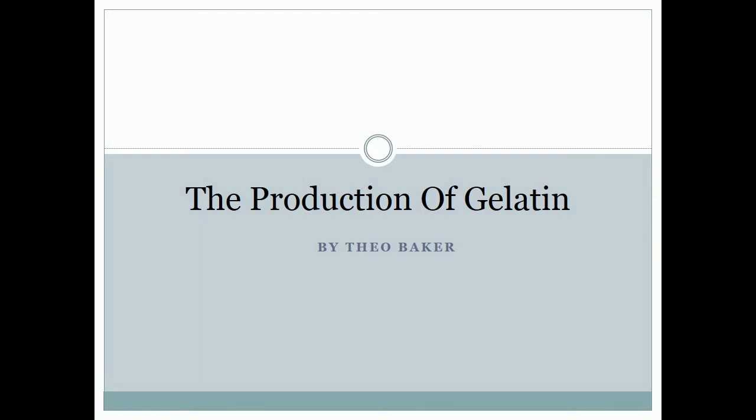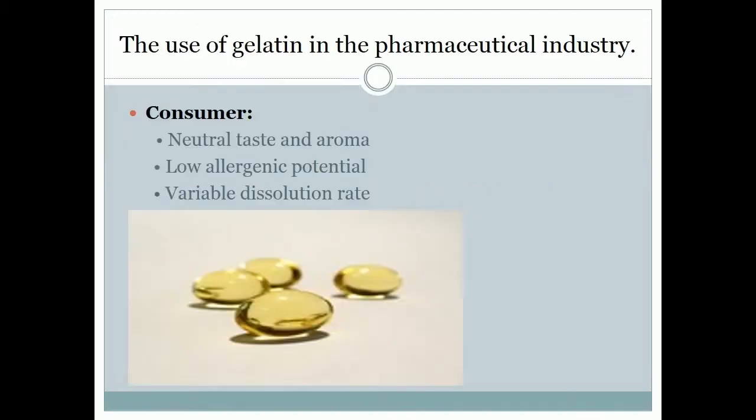A project on the process engineering unit, for use in the manufacture of soft gel capsules for the pharmaceutical industry. Written by Theo Baker. Before starting production, you need to look at why we would use gel capsules over other forms of medication delivery. There are two sides of this, the consumer and production.